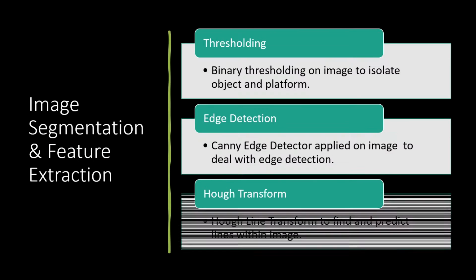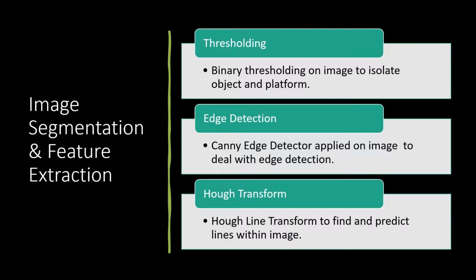These are the images. Starting from the left is the original image, and the most right side is the image after pre-processing. For the image segmentation and feature extraction, I'm going to start with the thresholding. I'm going to use the binary thresholding algorithm to isolate the object and the platform, followed by the edge detection. For edge detection, I'm going to use the Canny edge algorithm to find every edge of the boxes within the image. Lastly, I'm going to use the Hough transform to find and predict the lines within this image.